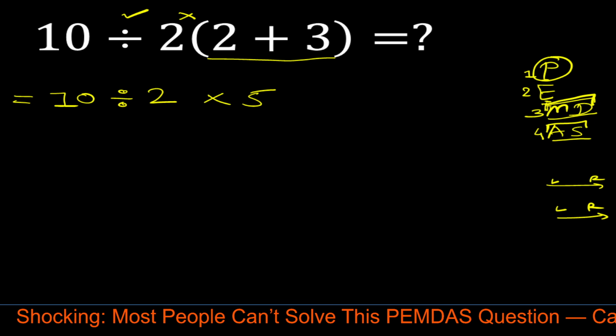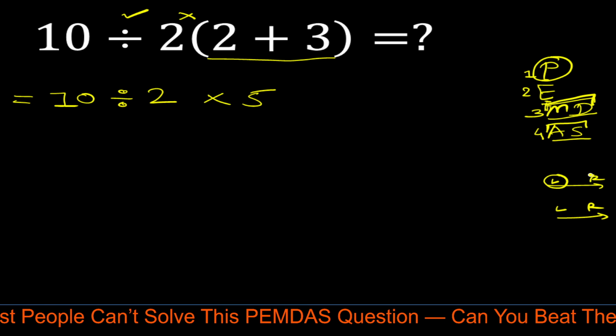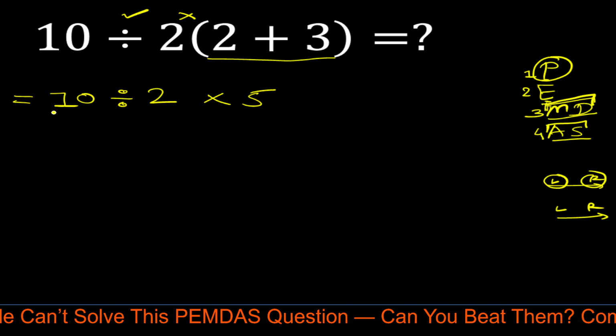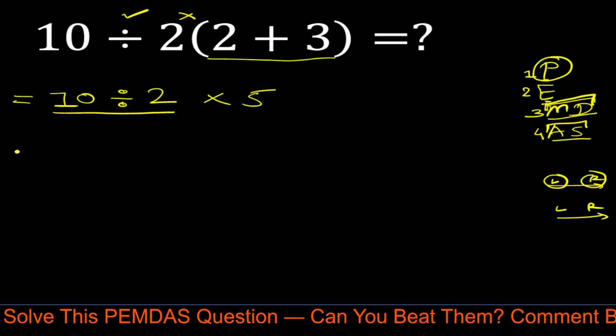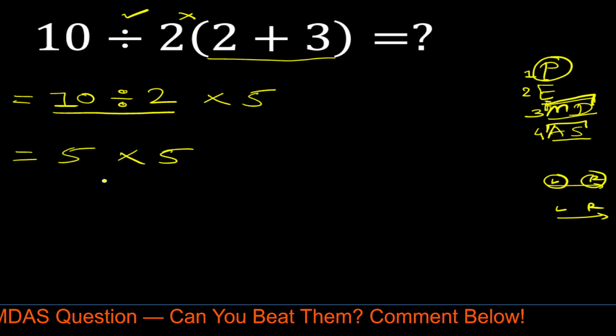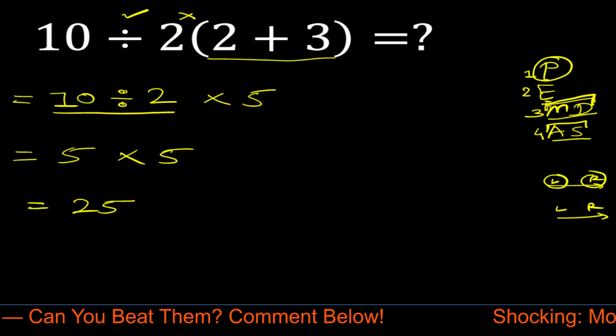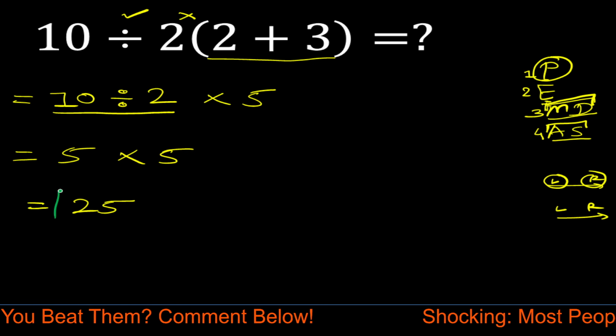Now multiplication and division both have equal priority. So we have to solve it from left to right. So first we have to solve this division, right? So 10 divided by 2 is equal to 5, times 5. So 5 times 5 is equal to 25. Right? So the correct answer is 25.